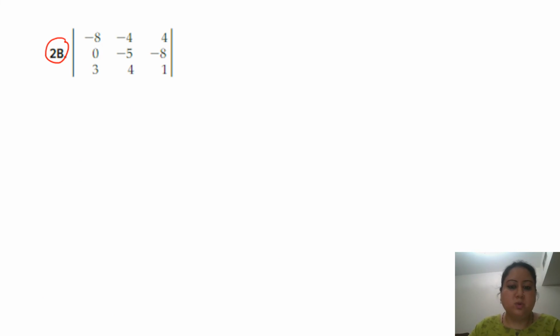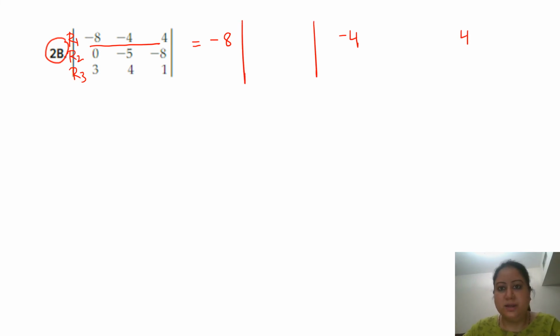So let's try one more question on evaluating determinants by the same trick so that you get more comfortable. This is row 1, row 2, row 3. We are expanding along first row. So this becomes negative 8, negative 4 and 4. So first I write the first row elements and then I put my determinants with them.